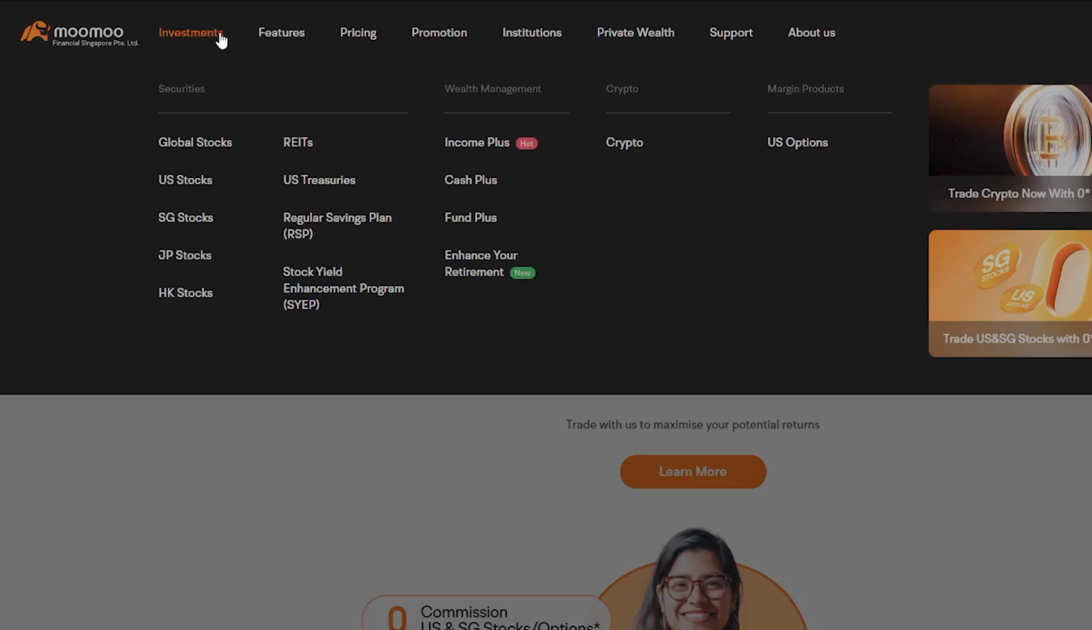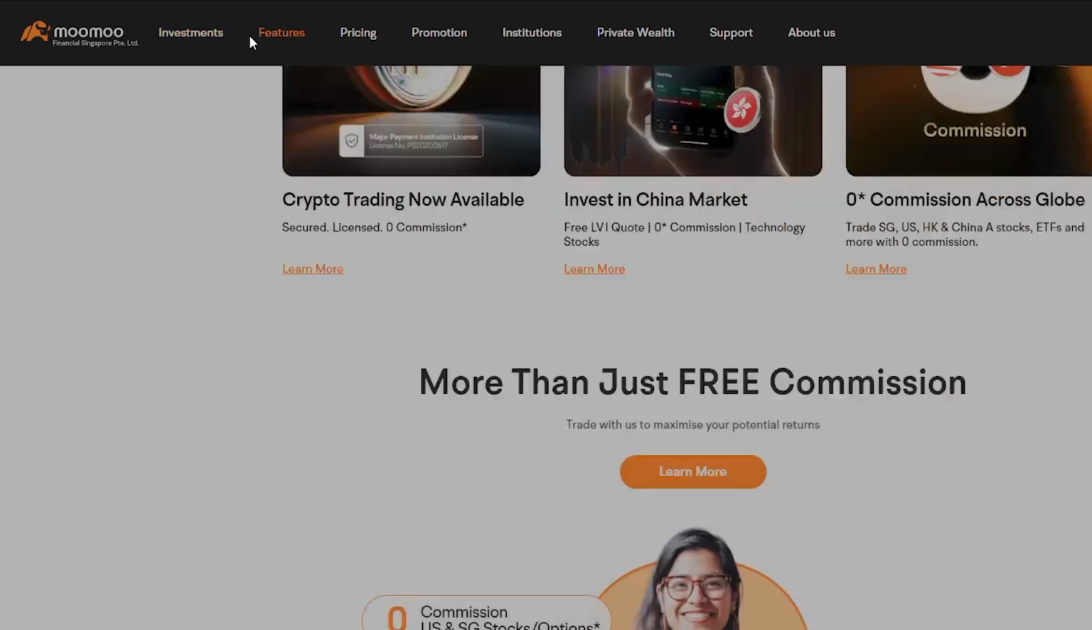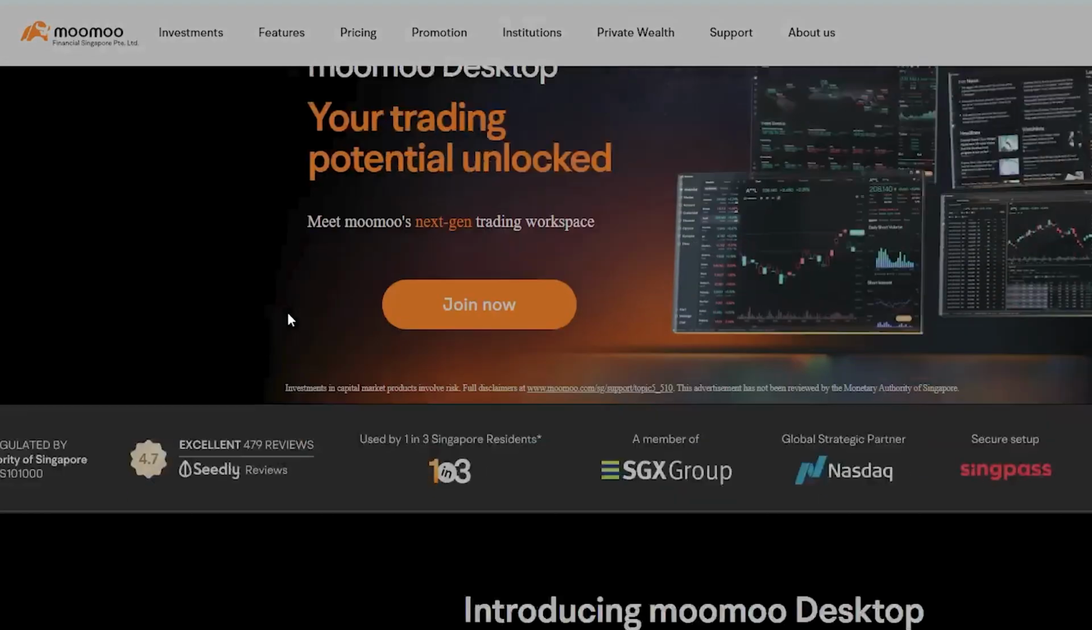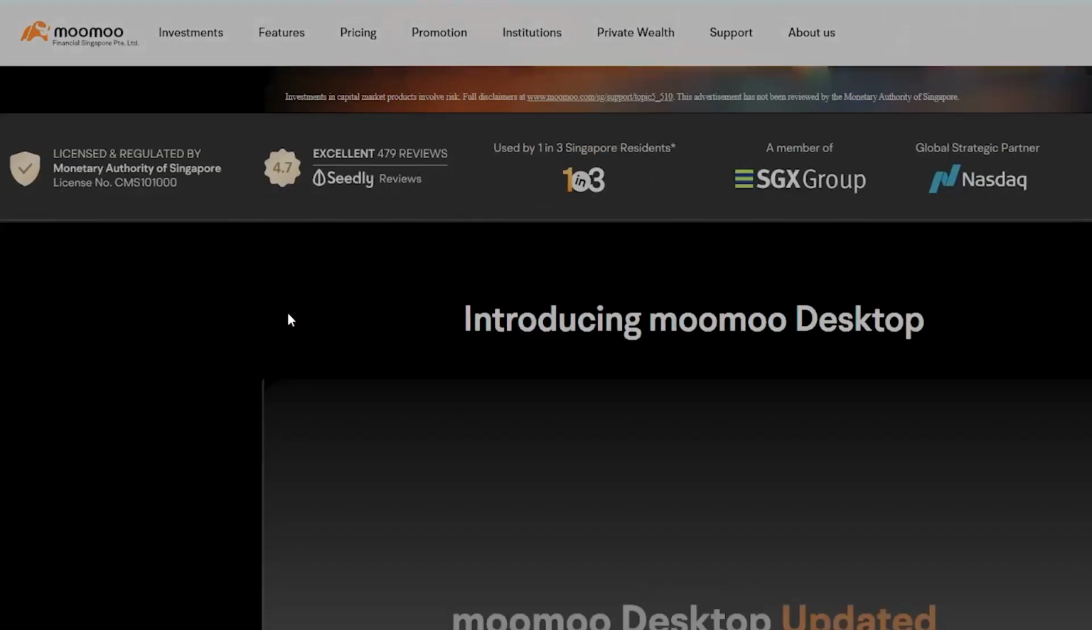Step 2, explore the interface. Upon logging in, you'll see several tabs. Watch list: monitor stocks you're interested in. Markets: view real-time market data and trends. Accounts: check your portfolio and balances. Discover: access educational resources and community insights. Manage your account settings and preferences.